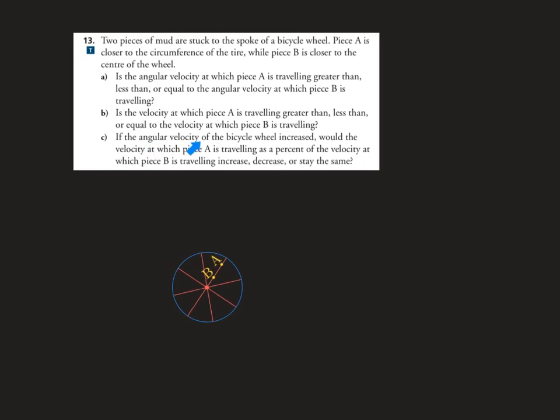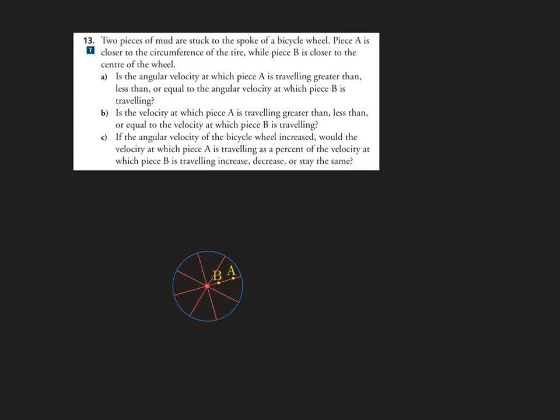If the angular velocity of the bicycle wheel increased, all right, let's increase the velocity here. Let's double it. Okay. Now the question is, would the velocity at which A is traveling as a percentage of the velocity at which B is traveling increase, decrease, or stay the same?